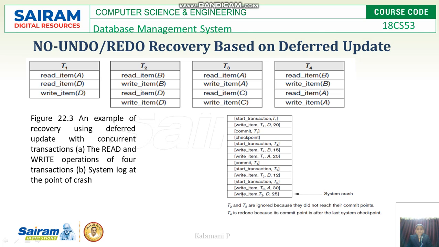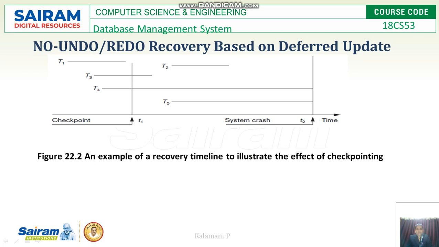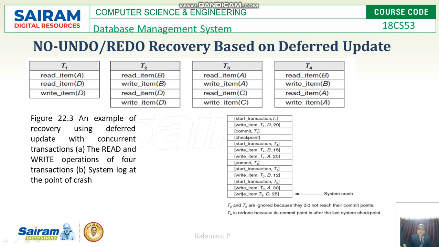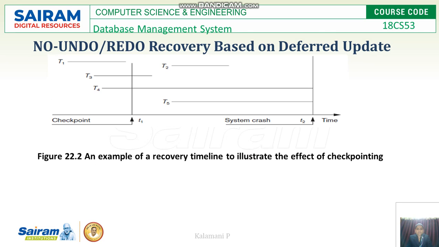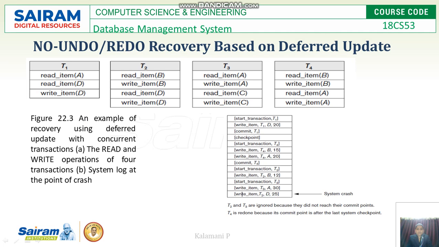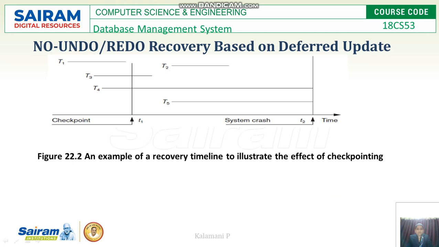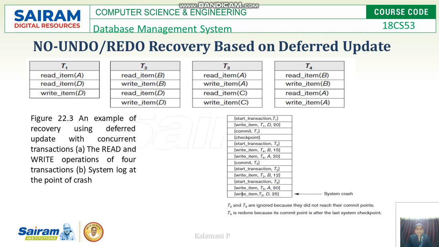Here, transaction T1 is committed properly, before the checkpoint. So this is a proper transaction; everything will be updated in the database, no issue with that. After T1 the checkpoint is set, and then T4 starts the transaction, performs the write item operation, and then commits. T4 has committed over there.